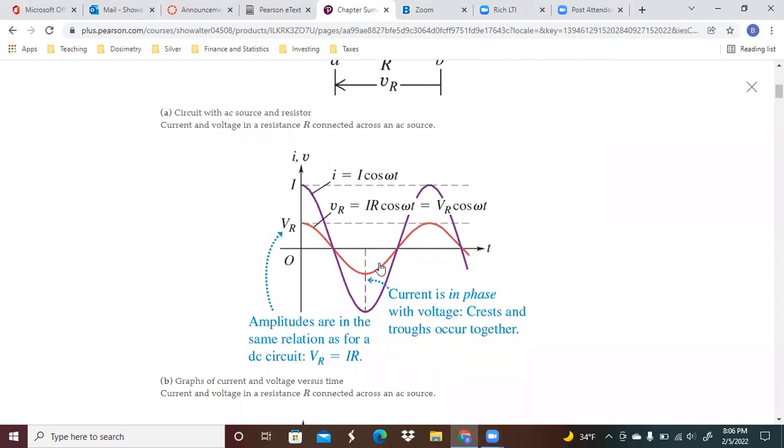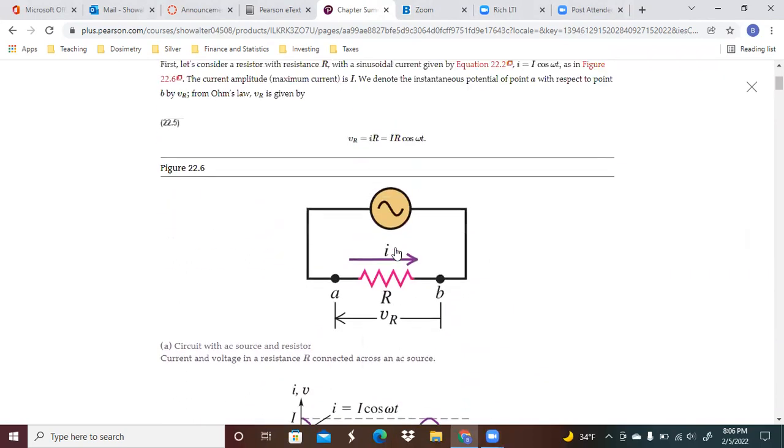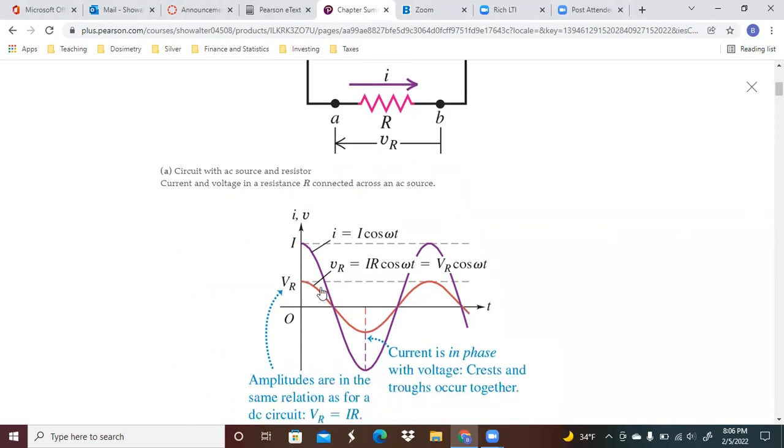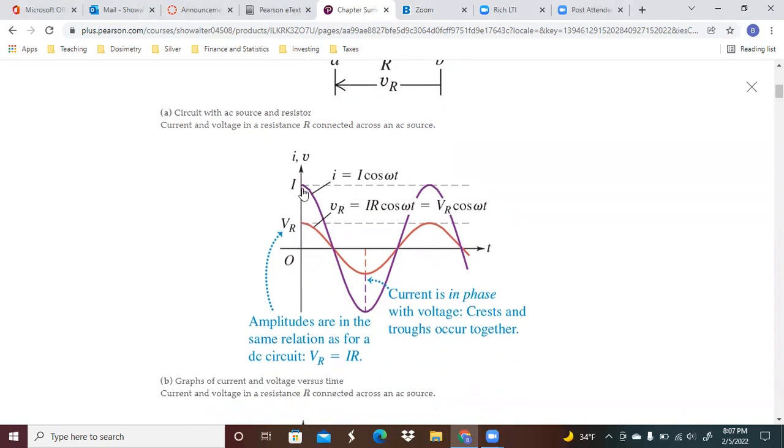For plotting all of this, we have here that V sub R at any instant is going to be given by this particular equation. So we can see how it varies sinusoidally. We see how the current's amplitude and the voltage amplitude are given here. Again, this is related here with V is equal to I times R.